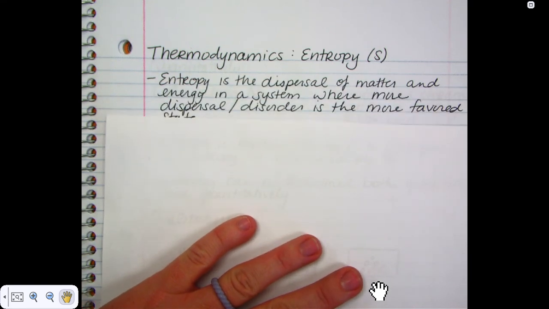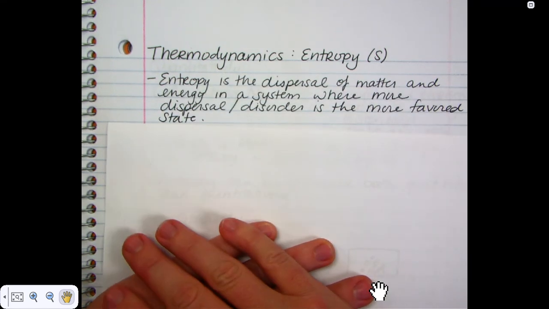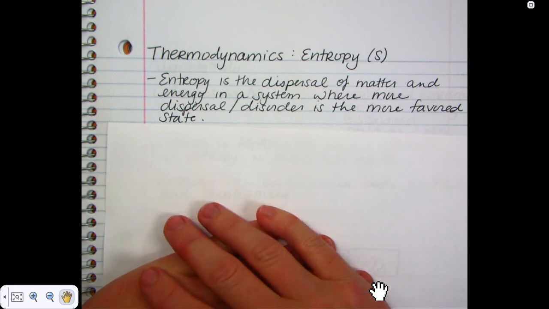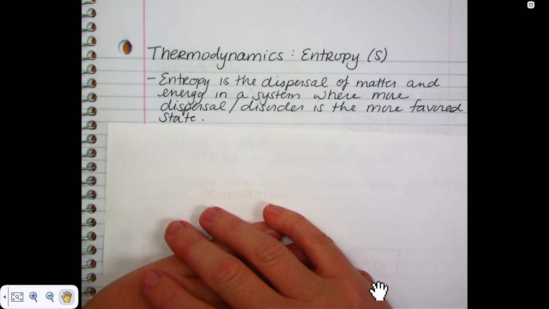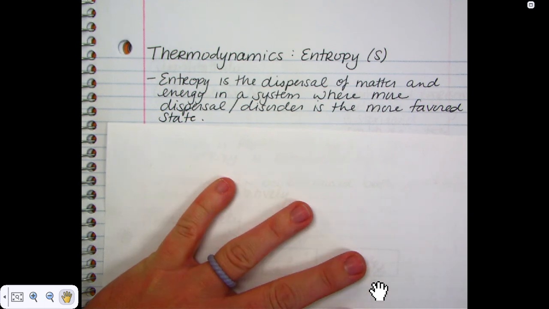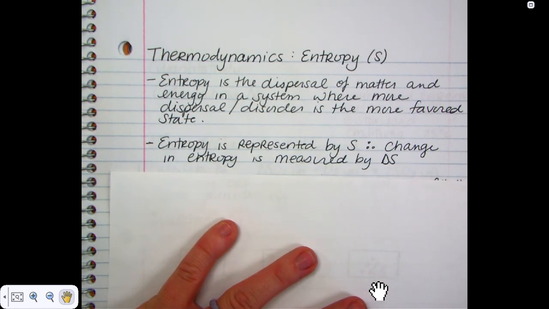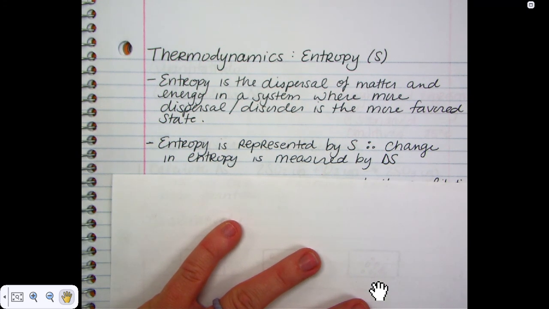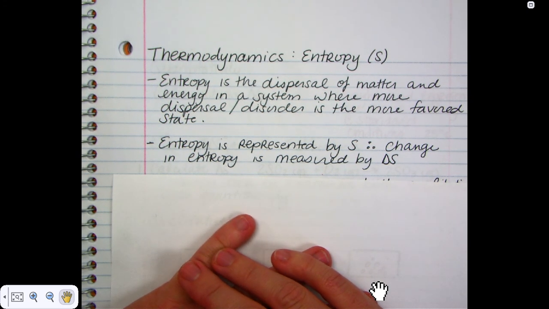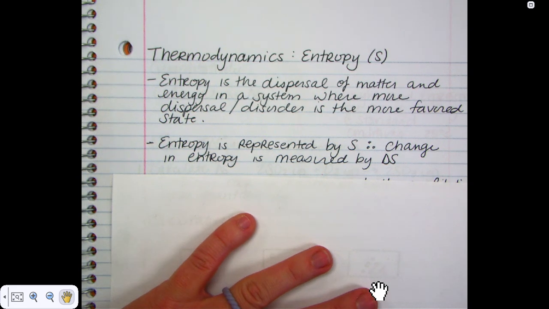So entropy is the dispersal of matter and energy in a system, where the state of having more dispersal or more disorder is the more favored state. And that is represented by a positive value of entropy, which is the variable S. So this we would say is a positive delta S.